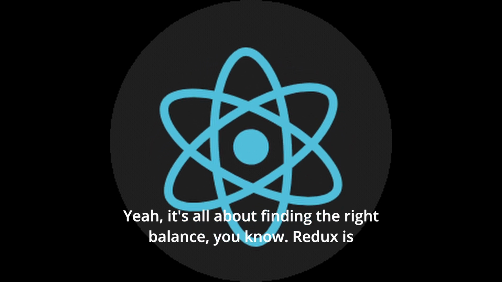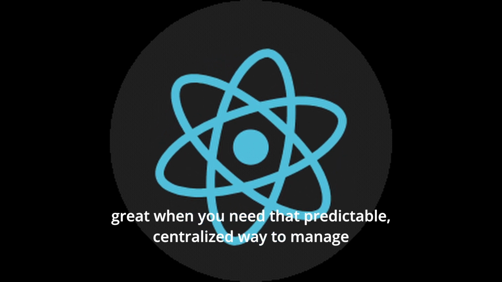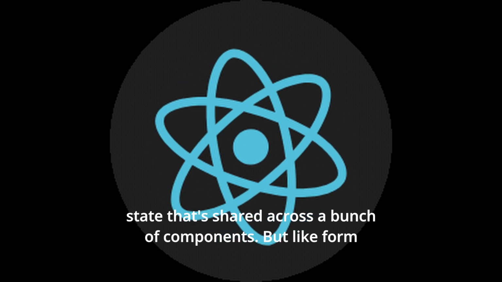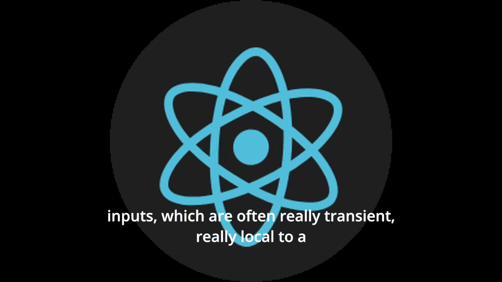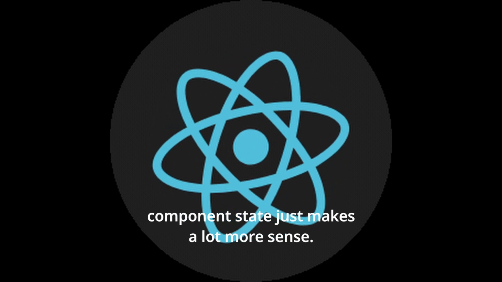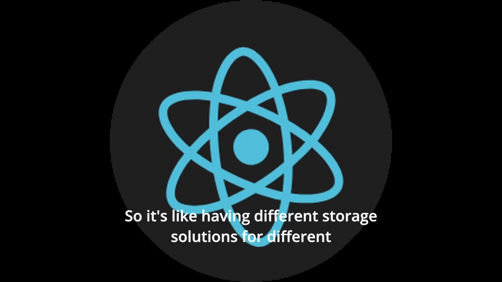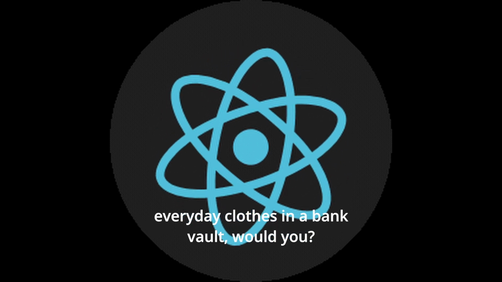Yeah, it's all about finding the right balance. Redux is great when you need that predictable, centralized way to manage state that's shared across a bunch of components, but things like form inputs, which are often really transient, really local to a component, keeping them in component state just makes a lot more sense. So it's like having different storage solutions for different things. Like you wouldn't keep your everyday clothes in a bank vault, would you?